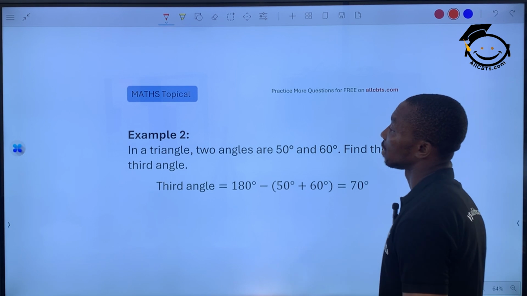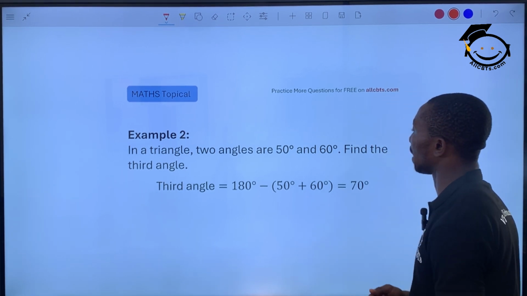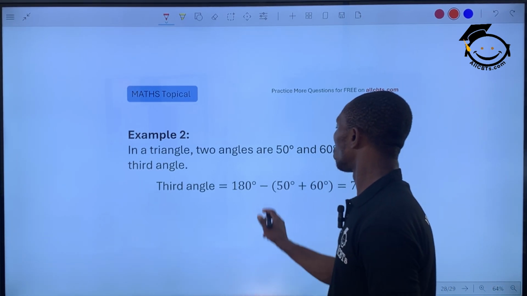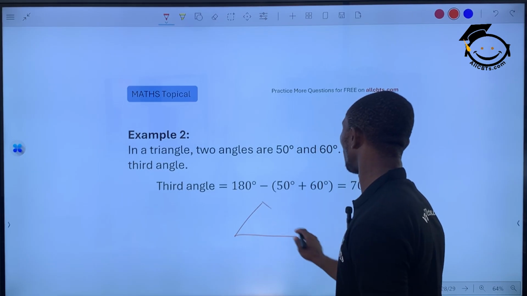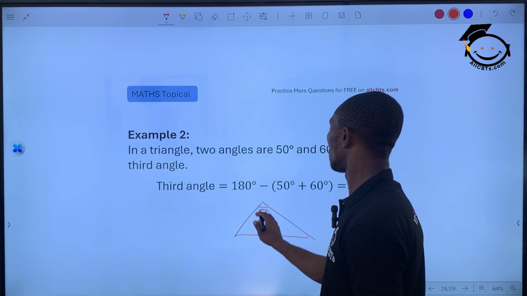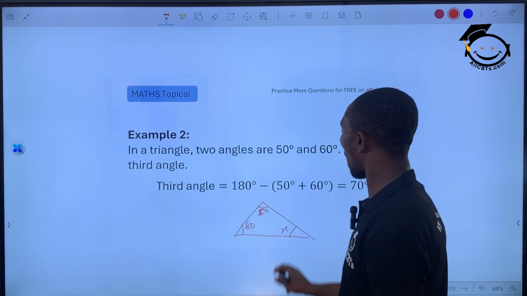Example 2 says, in a triangle, two angles are 50 and 60 degrees. Find the third angle. So if we have our triangle with 50 degrees and 60 degrees, we are looking for x.